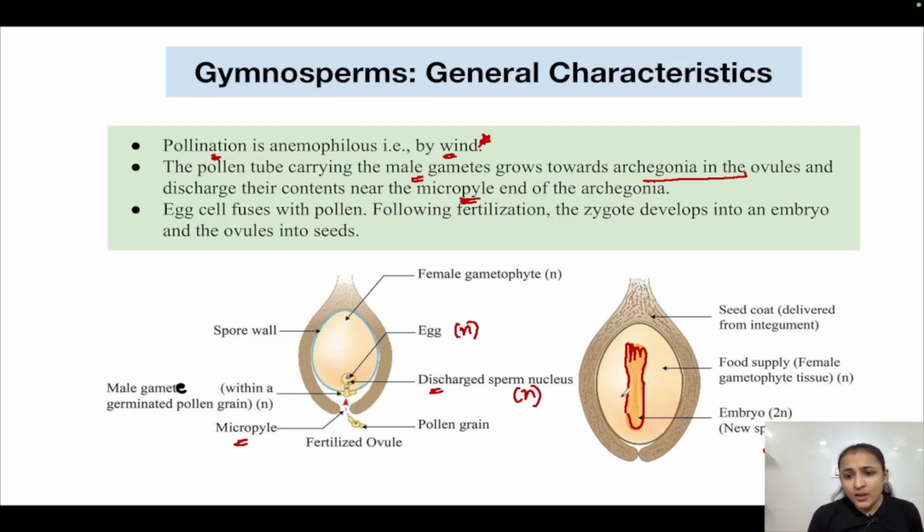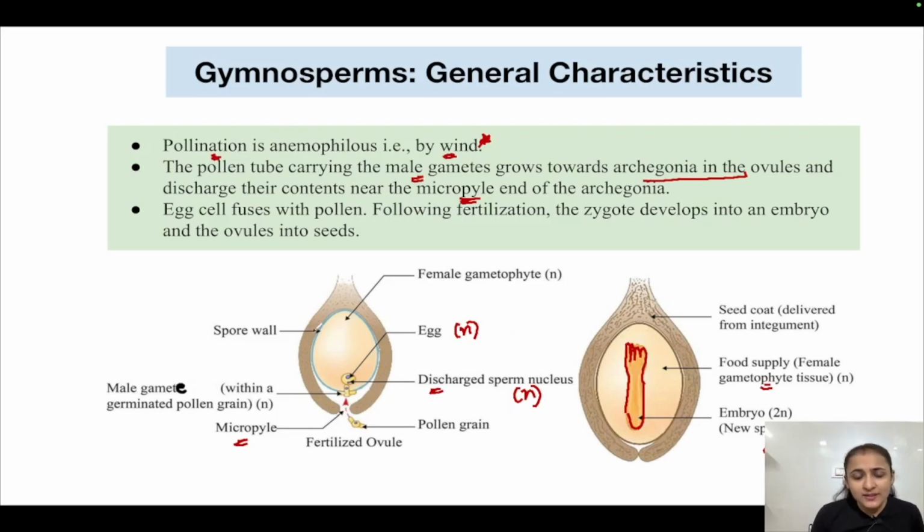Now this embryo is surrounded by the female gametophyte tissue, right? Inside this female gametophyte the archegonia were present. Now this female gametophyte tissue is acting as a food supply to the germinating embryo. It assumes the role of the endosperm. Okay, this female gametophyte tissue forms the endosperm in order to give nutrition and nourishment to the embryo which is formed inside this ovule.